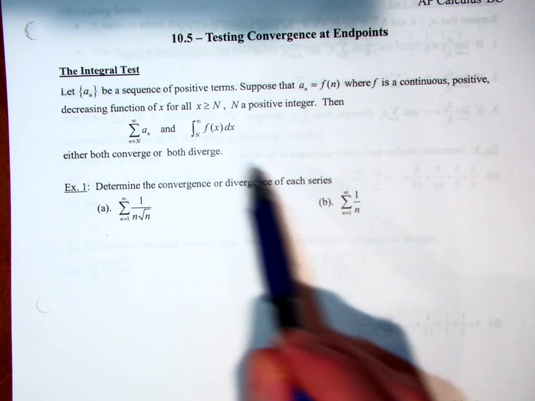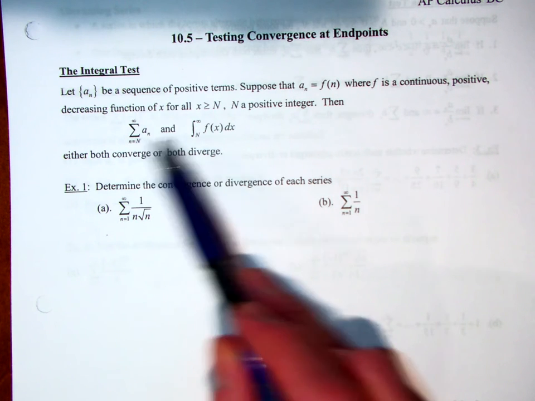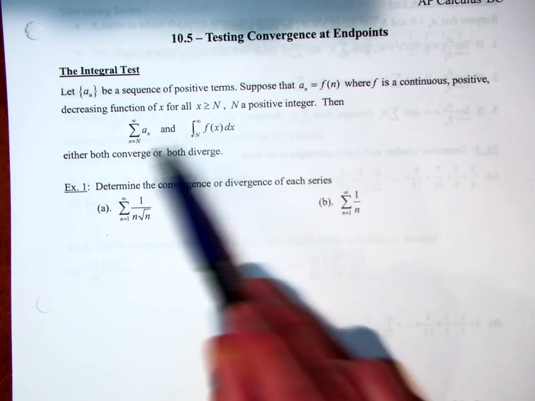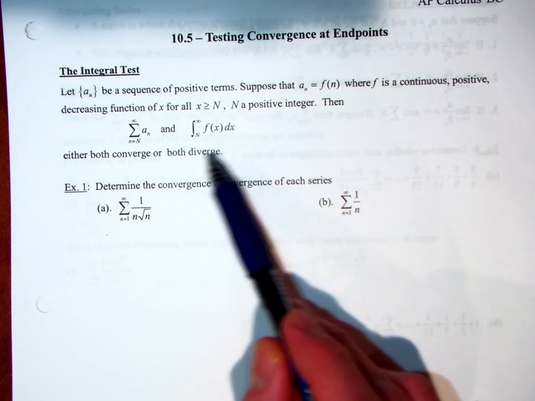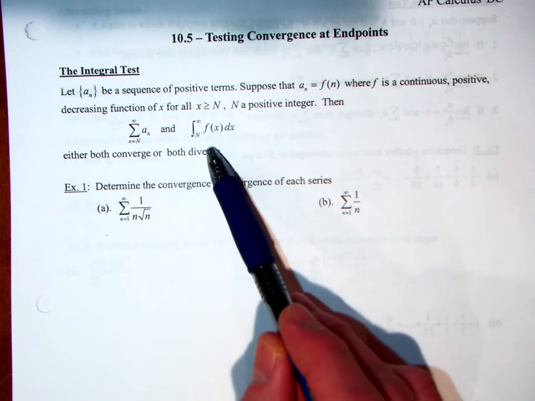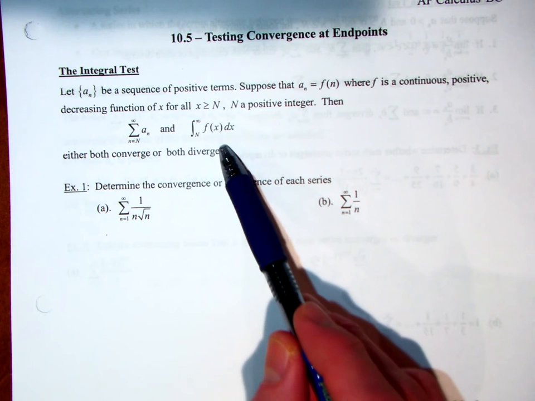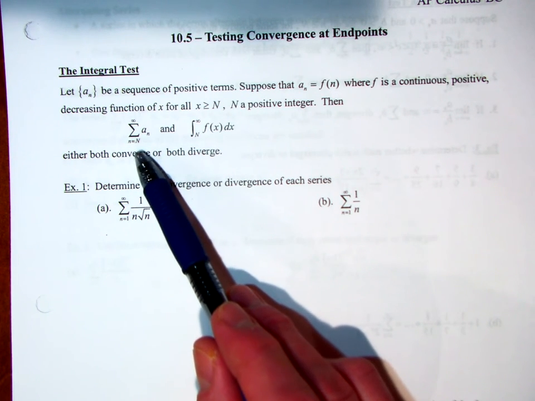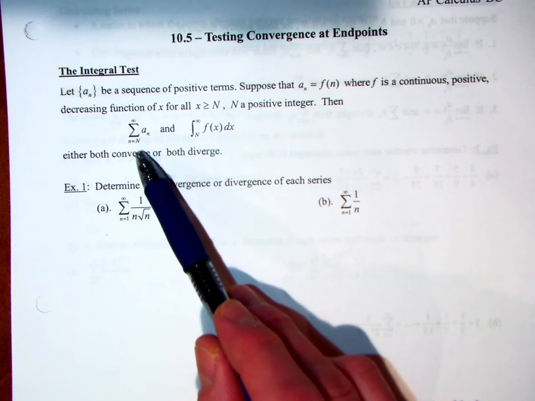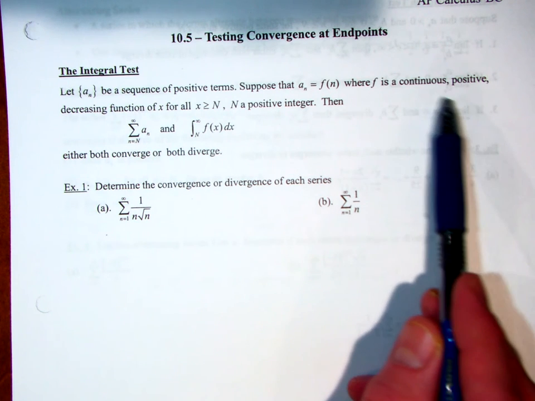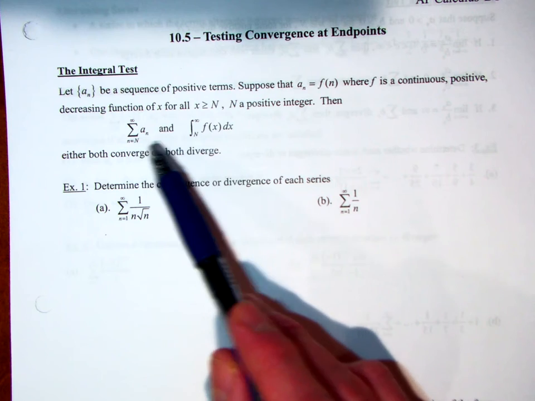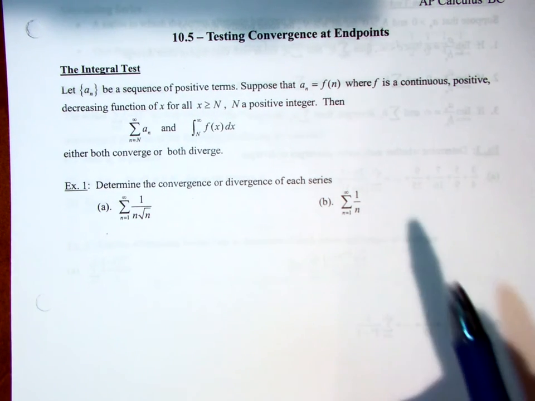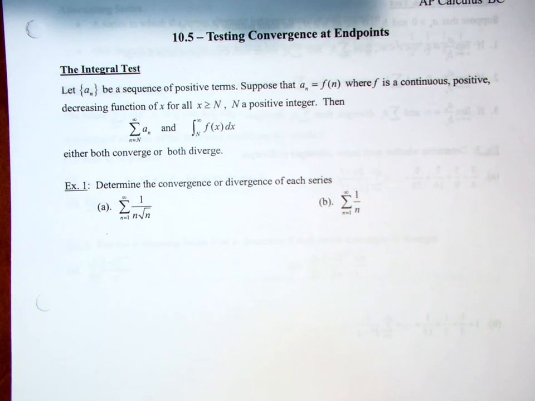And if that's true, then this infinite series and this improper integral either both converge or they both diverge. So if I can use what I know about improper integrals, which we studied before, to find whether this integral converges or diverges, that will tell us whether this series converges or diverges. But again, you have to first show that it's continuous, positive, and decreasing. The continuous and positive part shouldn't be hard. The decreasing part, sometimes we have to do a little bit of work.